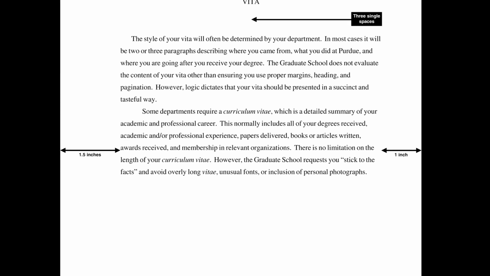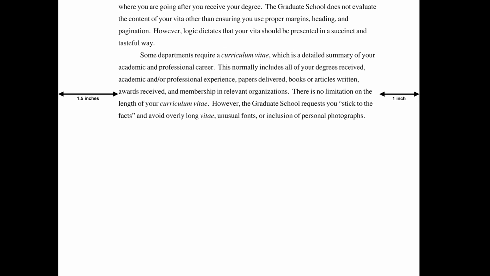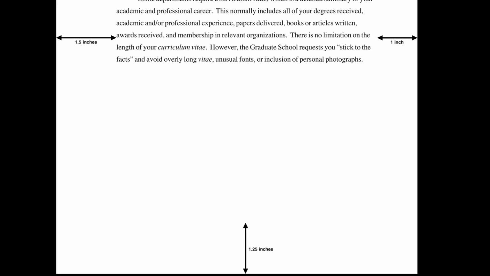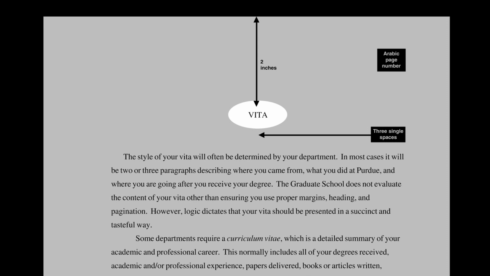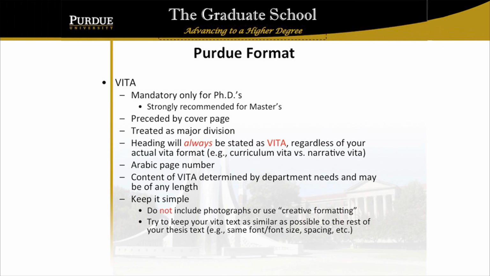However, the bottom line is try to keep any Vita text in the same font and font size as your other text in your thesis. In other words, try to keep it as consistent as you can with the rest of your document. Also, with your heading right here, even if you're using a curriculum vitae, just use VITA as your heading. No exceptions. Capital V, capital I, capital T, capital A. These will be numbered and counted like any other section, so please remember to do that in your table of contents. And again, you can make them as long or as short as you want.